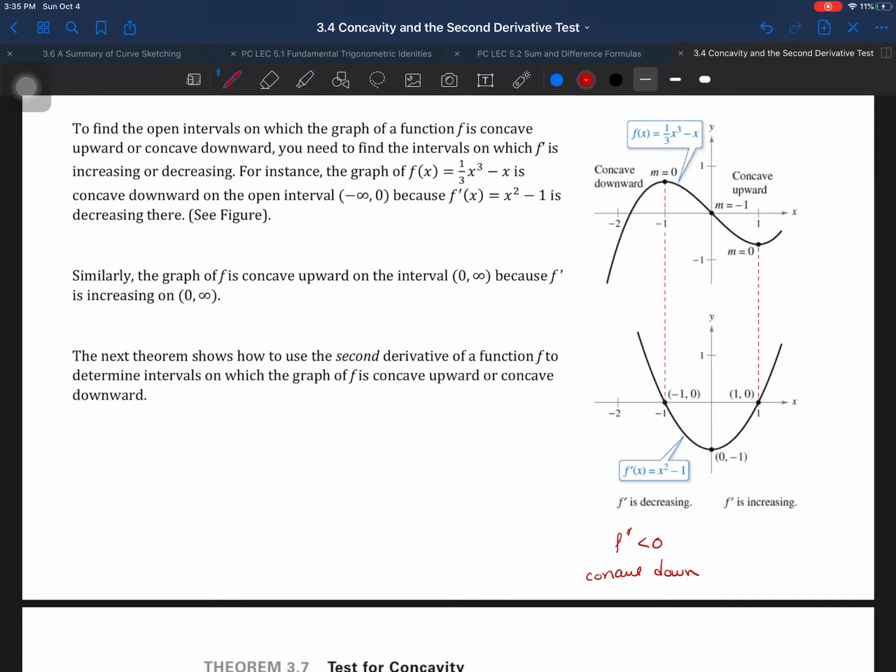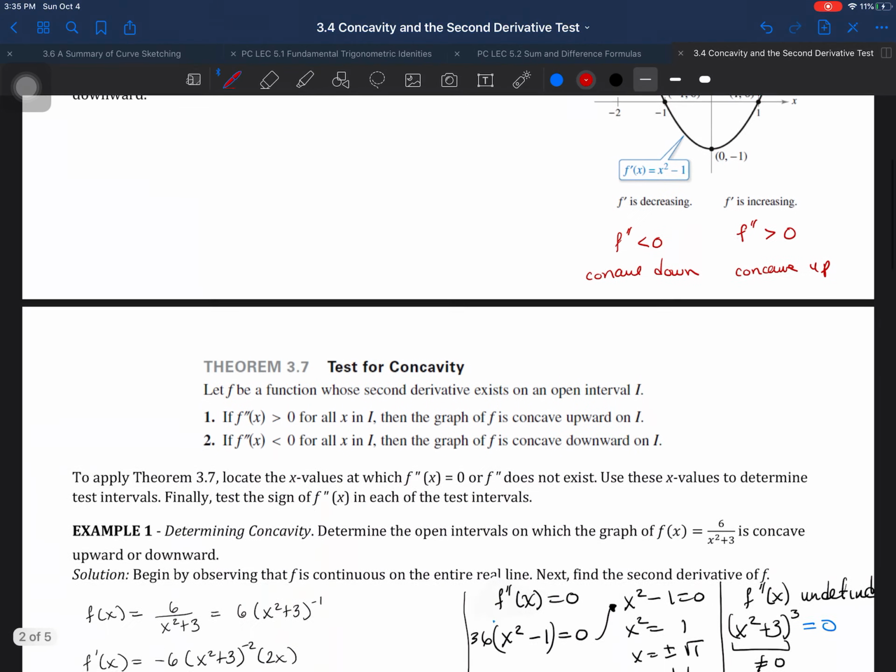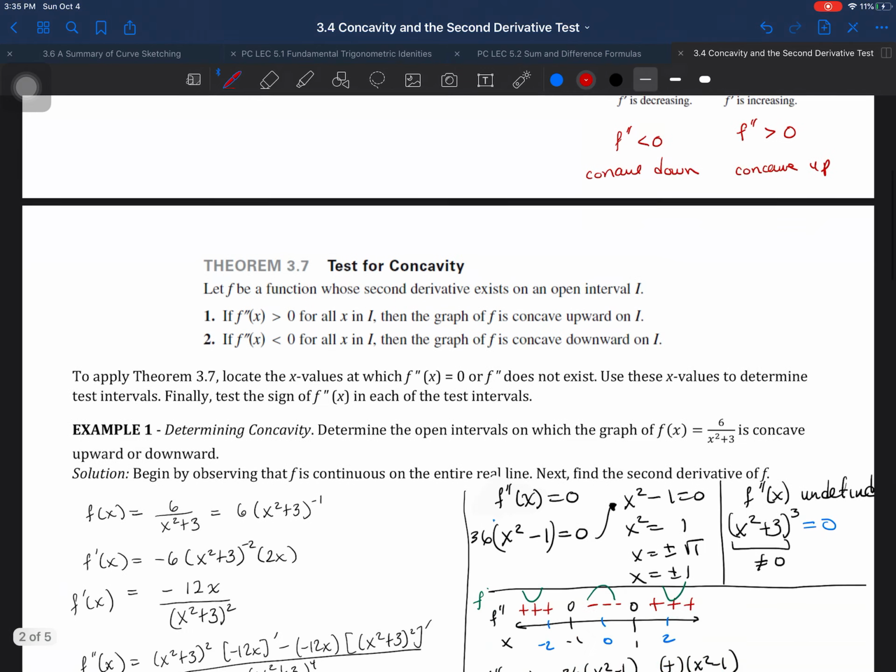When f prime is increasing, which means f double prime is greater than 0, you have a concave up, right? And that's the key. This is what you need to remember, and I summarized it in the next line, in the next theorem.